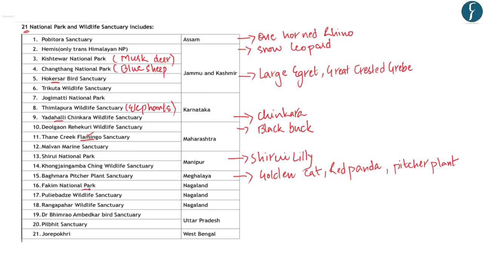The Fakim National Park, Pulye Badze Wildlife Sanctuary as well as Rangapahar Wildlife Sanctuary are all located in Nagaland. The Rangapahar Wildlife Sanctuary is famous for the wild goat. 19th is the Dr. Bhimrao Ambedkar Bird Sanctuary located in Uttar Pradesh as well as the Pilibhit Sanctuary, which is also located in Uttar Pradesh. Last is the Jori Pokhri, which is located in West Bengal and is very famous for the Himalayan salamander.